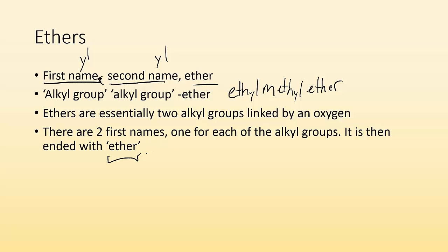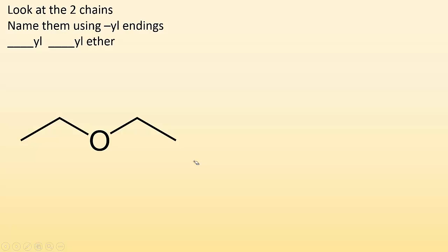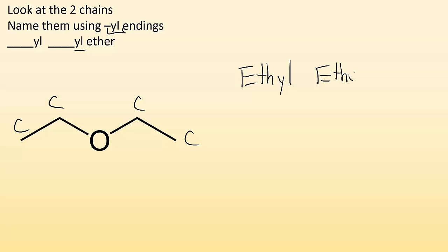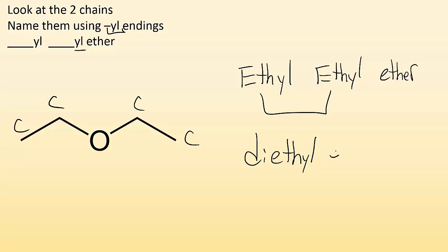So let's just get into some practice, all right? So you'll see things like ethyl methyl ether or methyl propyl ether. So look at the two chains, name them using the -yl endings, and then add ether. So all right, I got carbon, carbon, then this oxygen, then a carbon, carbon. So 2 carbons tells me it's ethyl, and then I got another ethyl group, so it'd be ethyl ethyl ether. Or, hey, these are the same thing. I'm just going to call that diethyl ether.